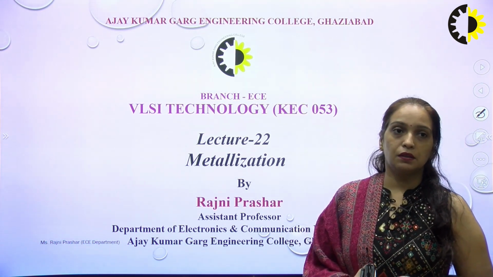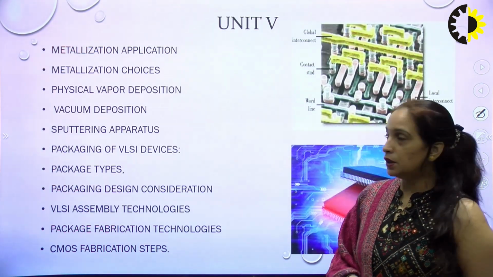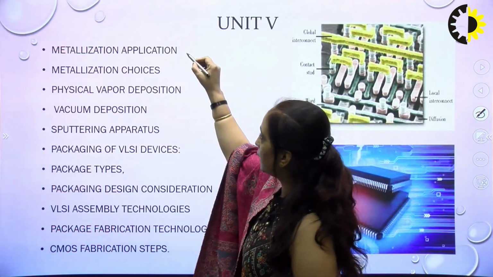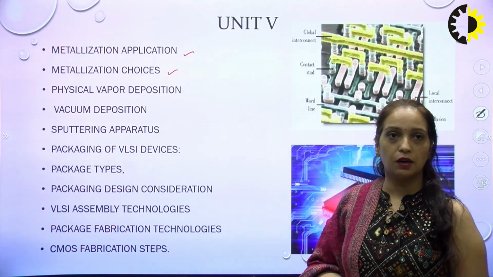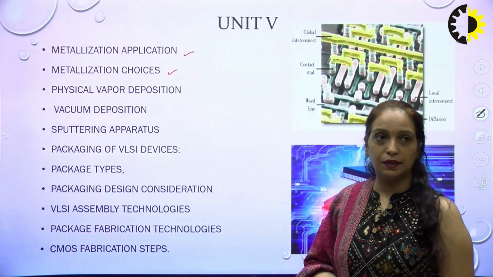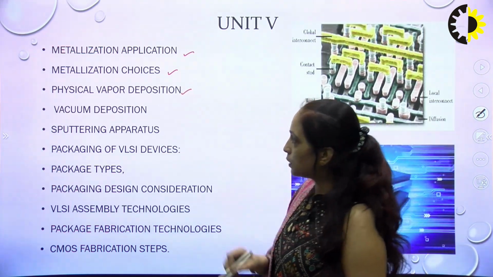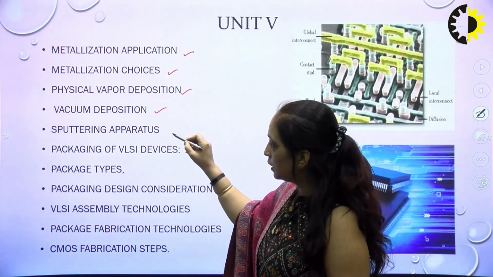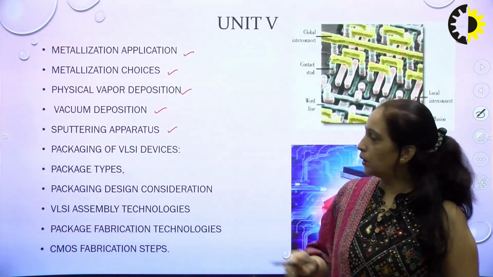So today's lecture is dedicated to the metallization part, right. This is the 5th unit of the syllabus, and in this chapter we are going to study the metallization applications, metallization choices, what are the metals which are available, and out of those metals, which metals we are going to prefer. Physical vapor deposition is one process for the metallization. Then we can have the vacuum deposition, sputtering can also be used to deposit the metal lines over the components.